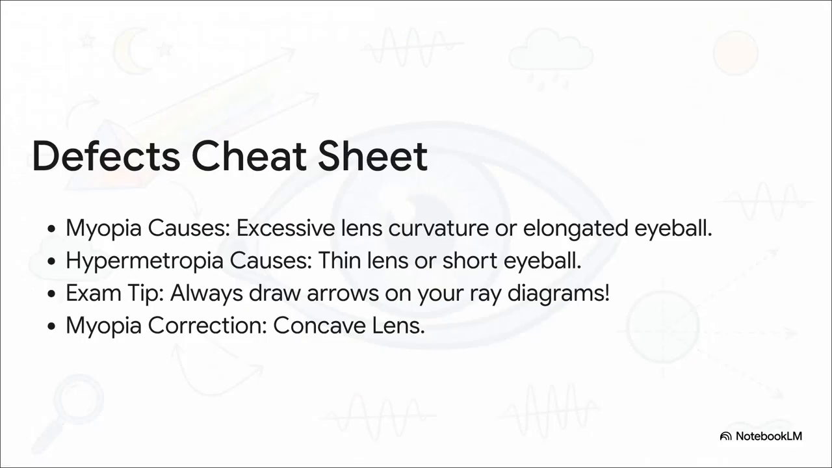Here's your cheat sheet for vision defects. Examiners love asking for the causes, so lock this in. Myopia is caused by an elongated eyeball or excessive lens curvature, while hypermetropia is caused by a short eyeball or a thin lens. And here is my biggest pro tip for you. Always, always draw arrows on your ray diagrams. Without those arrows showing the direction of light, you will absolutely lose easy marks. Oh, and if you get a question saying, a student in the back row cannot read the board, boom, you instantly know the answer is myopia, and the fix is a concave lens.